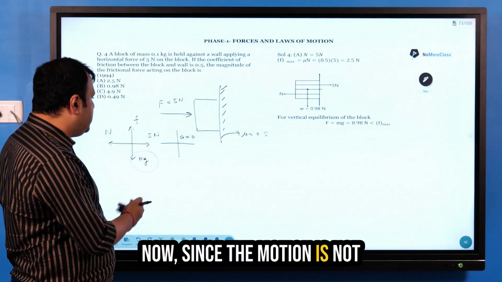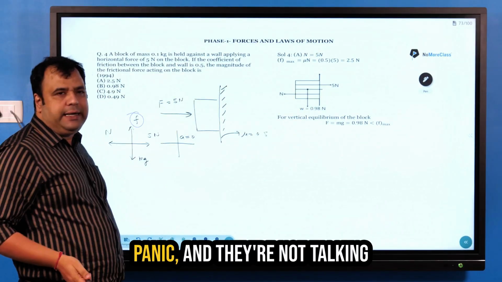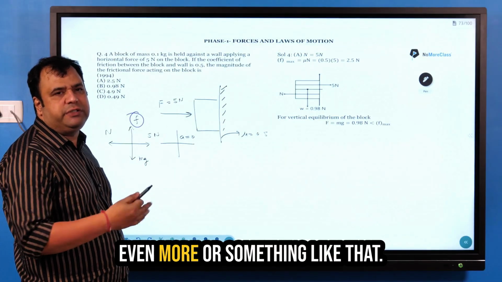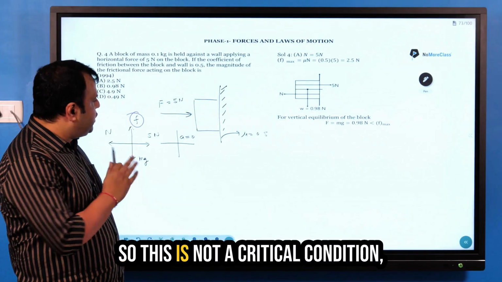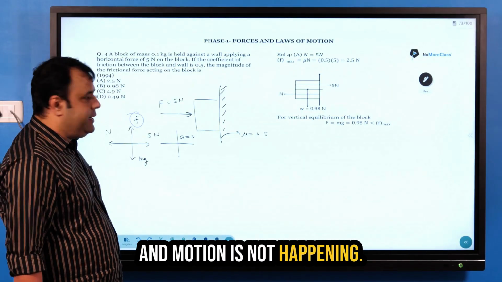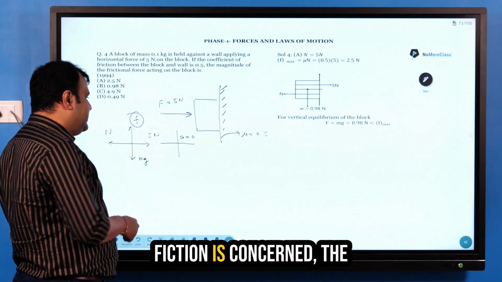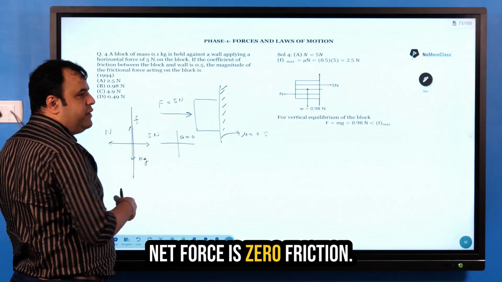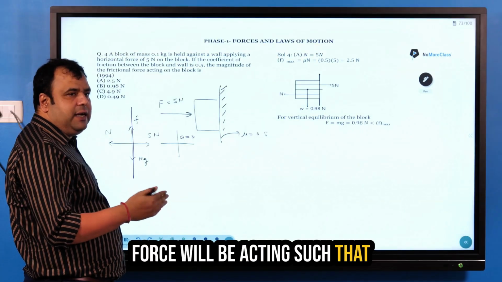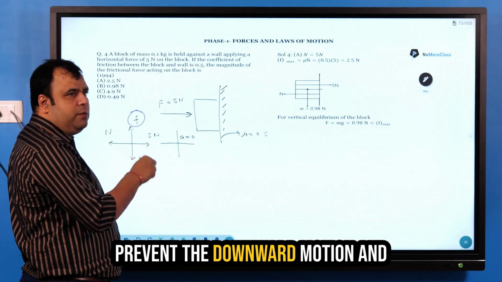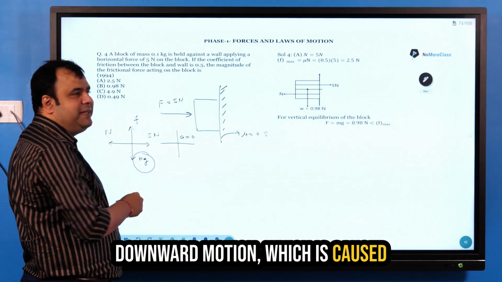Now, since the motion is not happening, this friction is not kinetic, and they're not talking about the critical condition. They're not asking for some maximum or minimum or something like that. So this is not a critical condition and motion is not happening. So in that case, the friction has to be static in nature. And as far as static friction is concerned, the net force is 0. Friction force will be acting such that motion should not be happening, meaning this will be sufficient to prevent the downward motion, which is caused by mg.